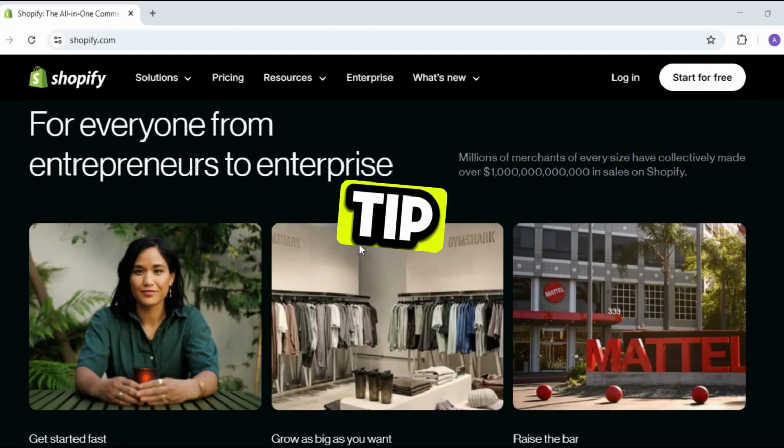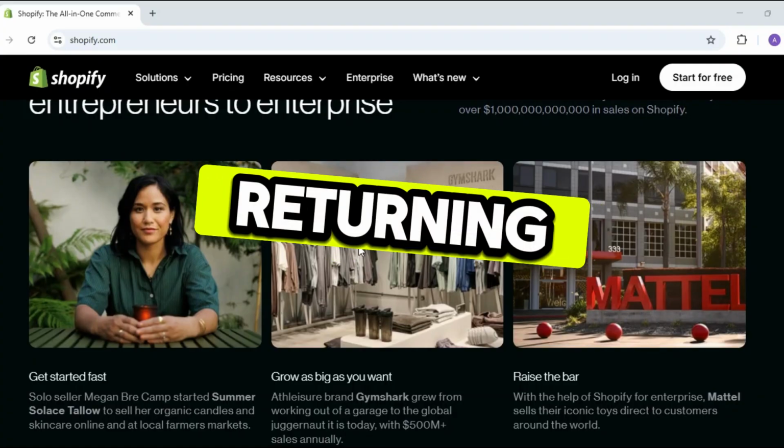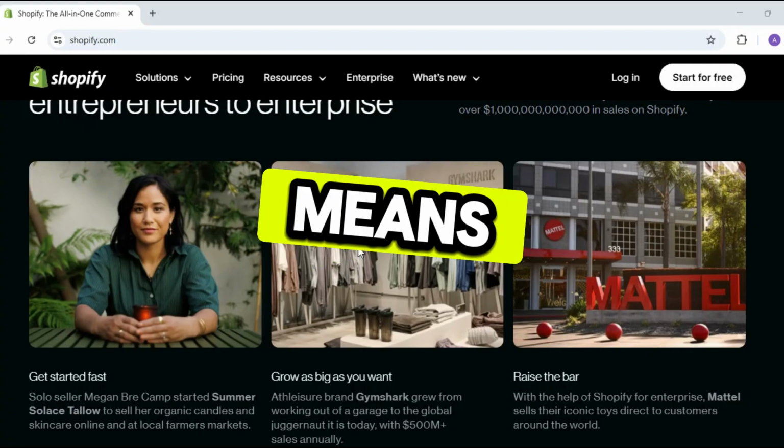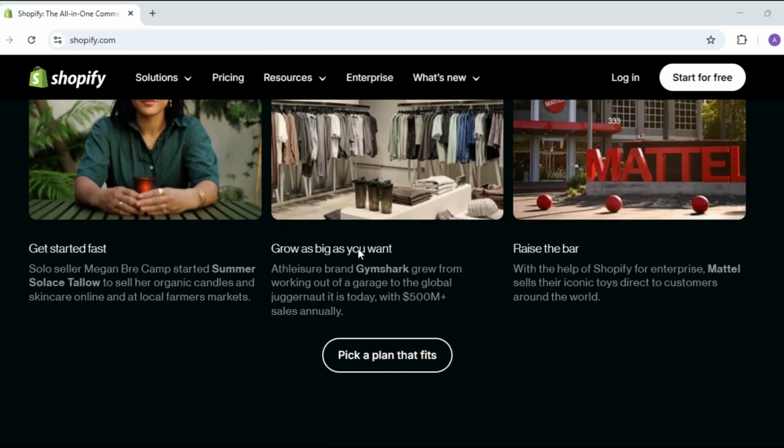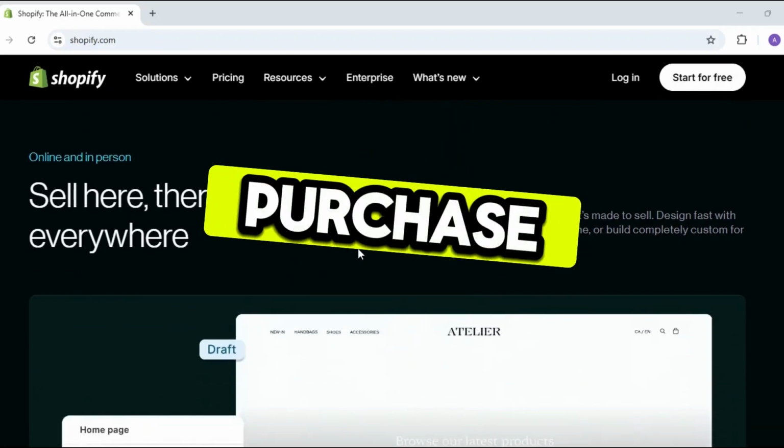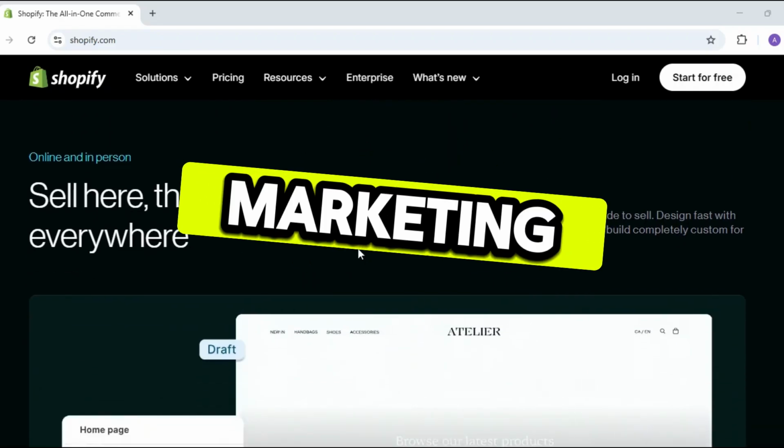A crucial pro tip: pay close attention to the returning customer rate. A high percentage means people love your products and your brand. A low one means you have a one-time purchase problem and need to focus on email marketing and retention.